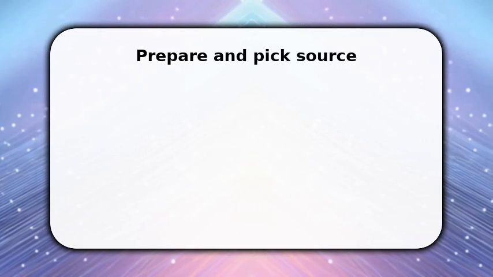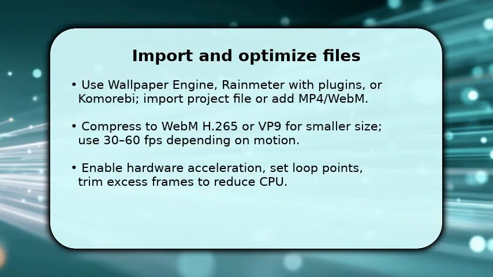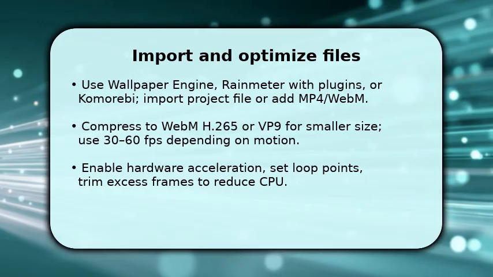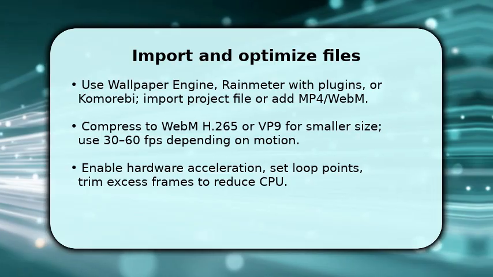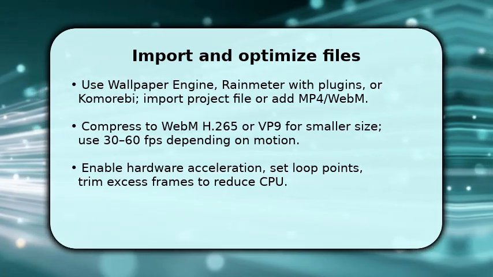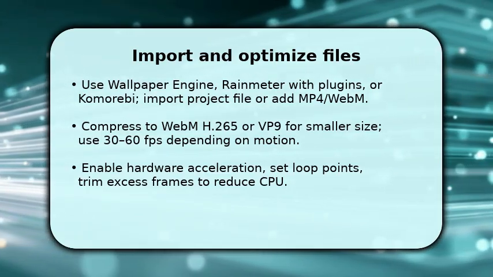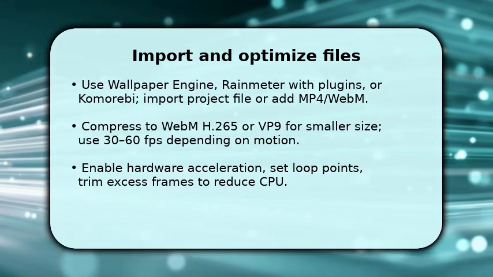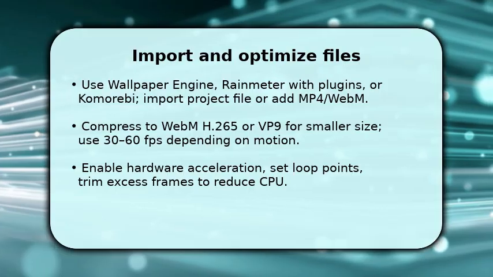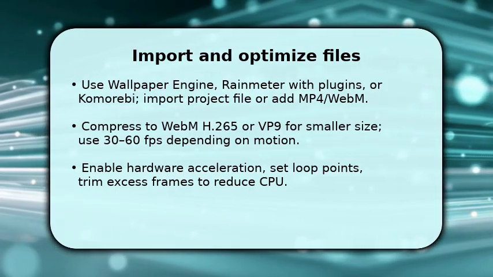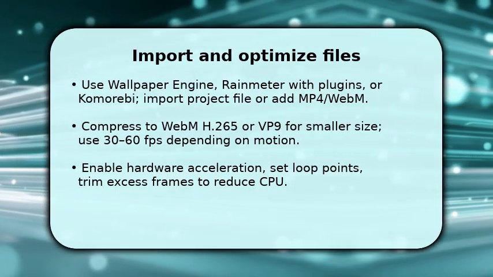index quickly. Now import the asset into your chosen app, Wallpaper Engine, ComWhereby, or Rainmeter with a plugin. Once imported, optimize the file. Convert to WebM H.265 or VP9 to save space and keep quality. Use 30 to 60 frames per second, depending on how much motion the clip has. Faster motion benefits from higher FPS.